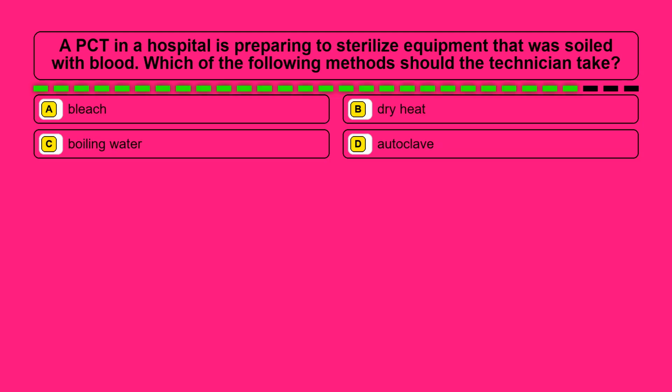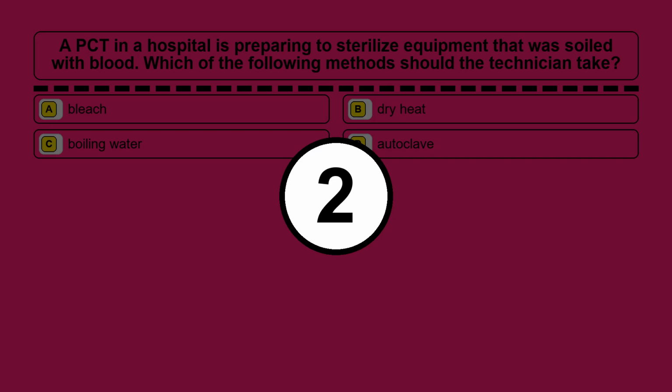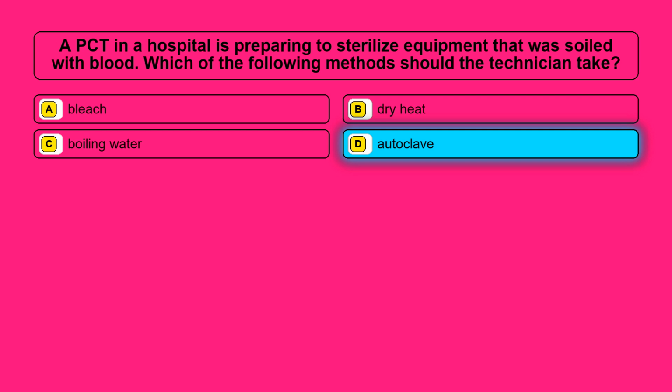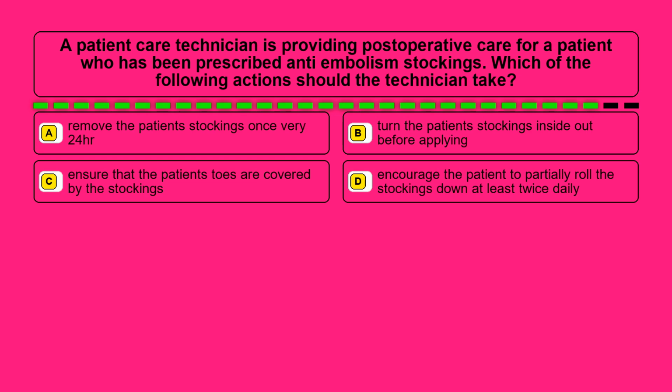Question 33. A PCT in a hospital is preparing to sterilize equipment that was soiled with blood. Which of the following methods should the technician take? Option A, bleach. Option B, dry heat. Option C, boiling water. Option D, autoclave. The correct answer is option D, autoclave.